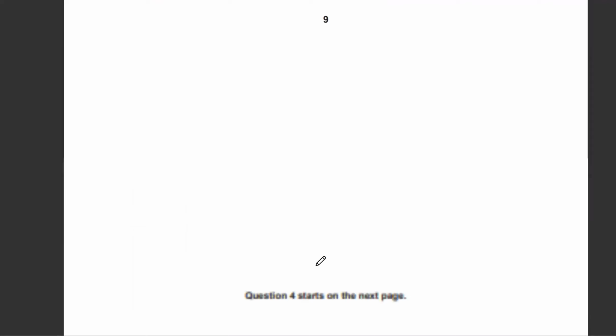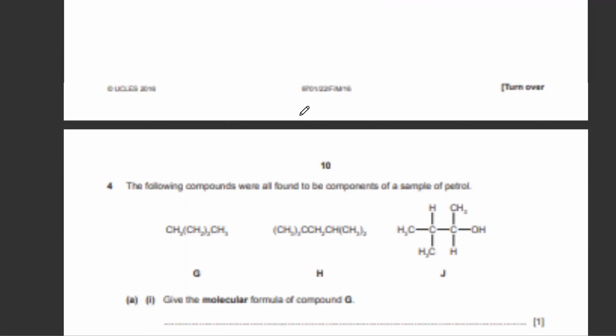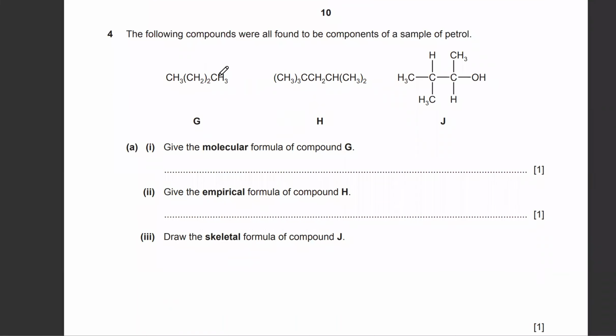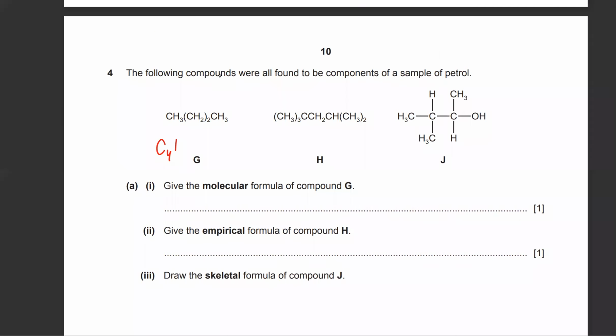So next is you've got, he's saying the following compounds are all components of a sample of petrol. Give the molecular formula of compound G. तो वो तो कोई मसला नहीं है. That's 4 carbon atoms and hydrogens कितने हैं? वो 2, 2, 4, 6, 10. अच्छा, so there are 10 hydrogen atoms. Give the empirical formula.